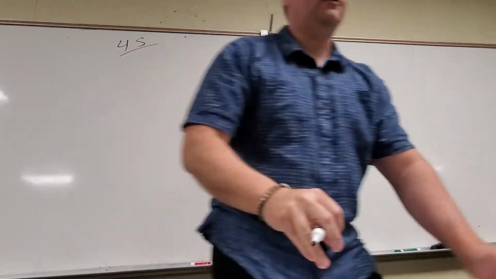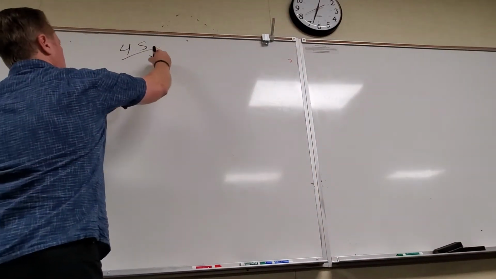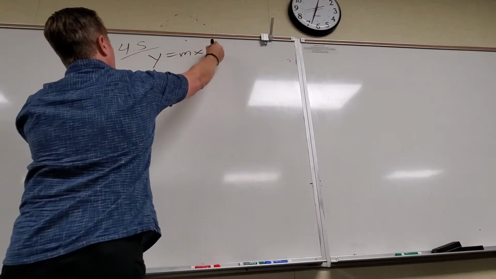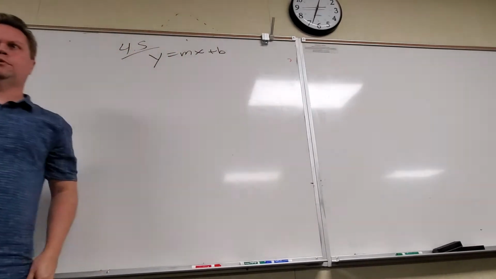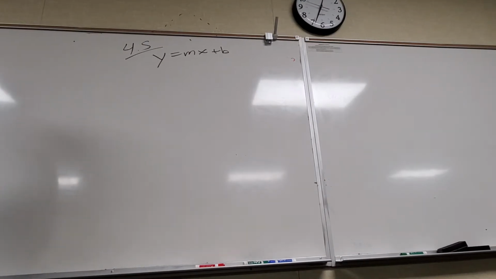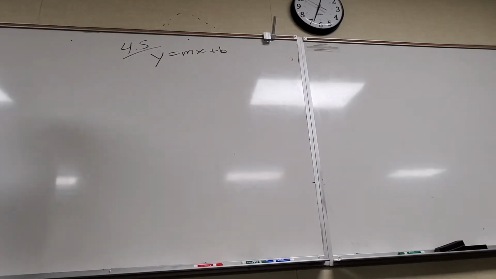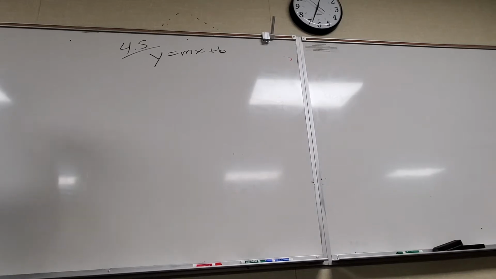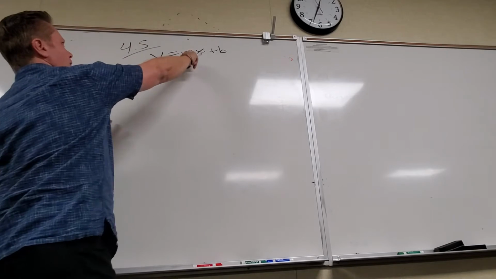4.5 dealt with this equation. We sort of built up why the parts of it mean what they do. And of course, what does M stand for? Or, what's M represent? Slope. Did I tell you why they think it's M?